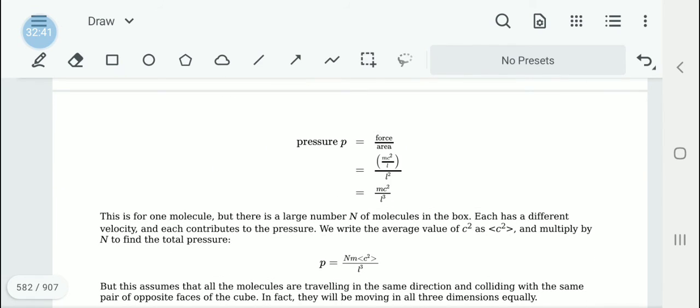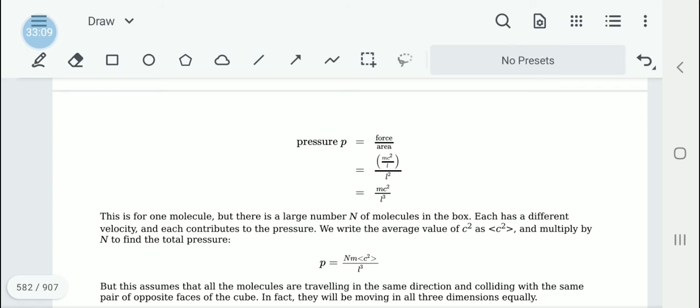Applying this to the pressure equation, pressure equals force over area, mc squared upon L divided by L squared, which gives you mc squared upon L cube. This is for a single molecule.